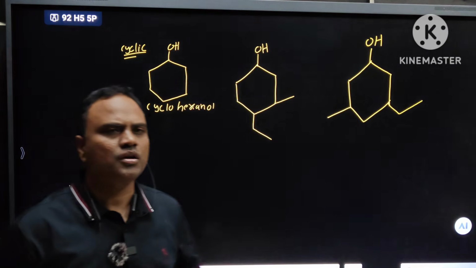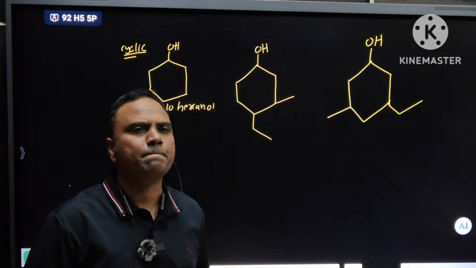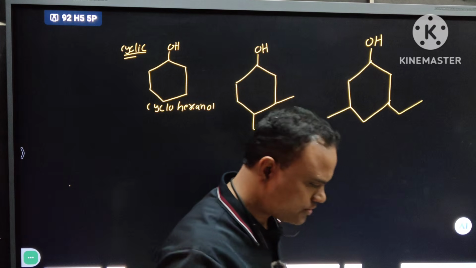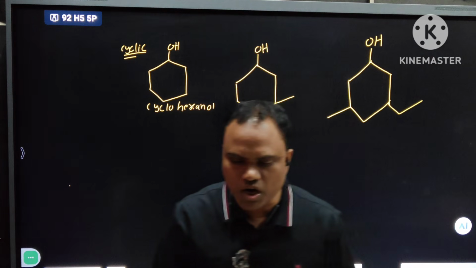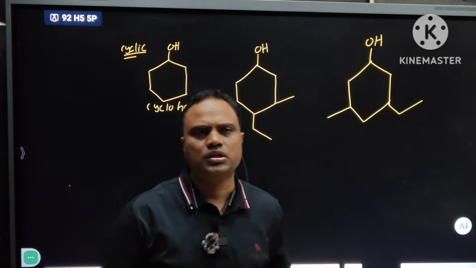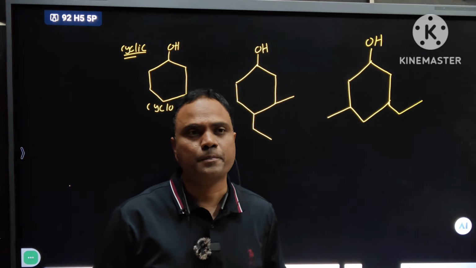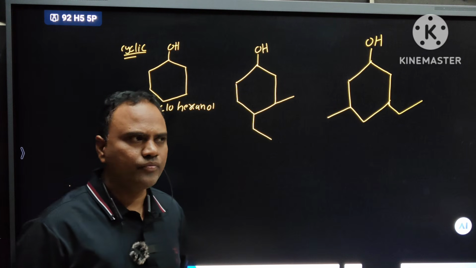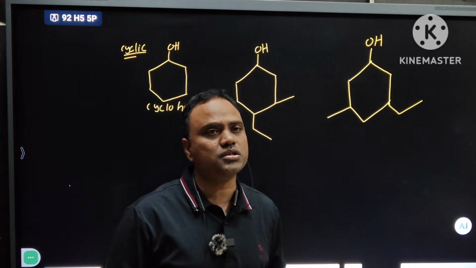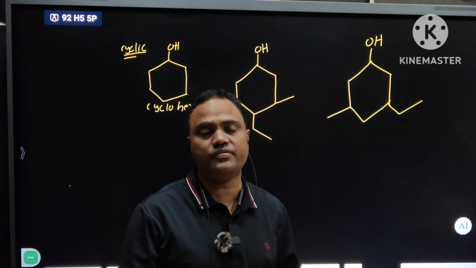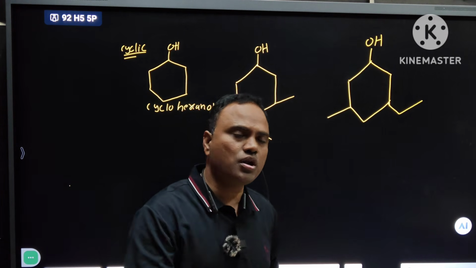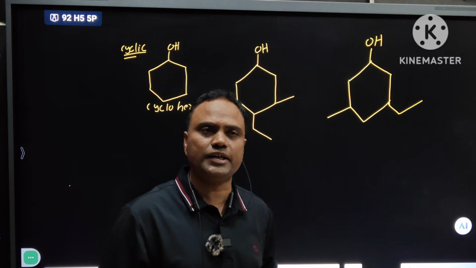Right. My first question: will we follow the lowest locant rule in this case, or do we start the numbering from the carbon which is attached to the OH group? Give me clarity. Yes, we should start from the carbon which is connected to the OH group, because OH is the main functional group. The OH-attached carbon will get high priority.